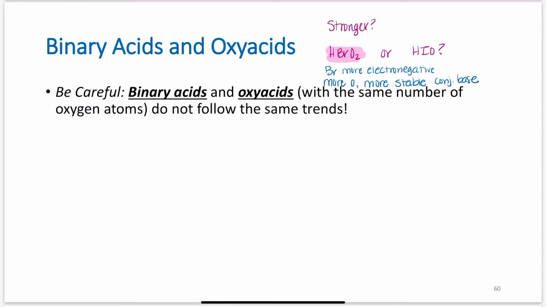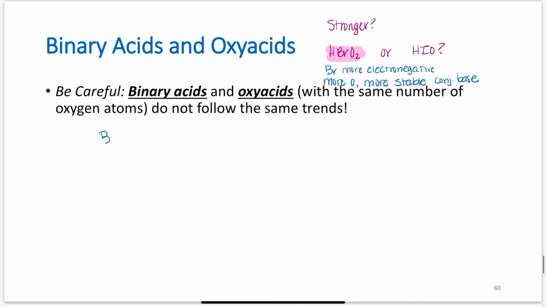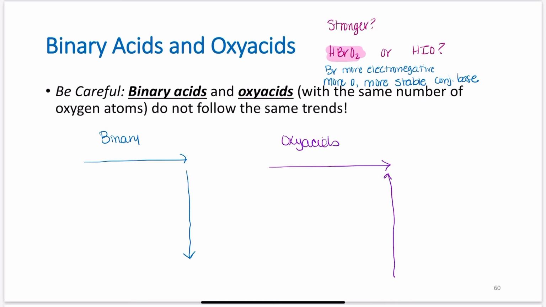Please be careful with this because binary acids and oxyacids with the same number of central atoms do not follow the same trend. Binary is across and down because we're looking at stabilization. Oxy is across and up. Both of them do it because of stabilization of that conjugate base.